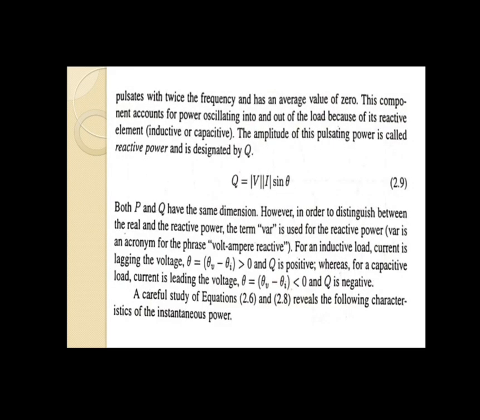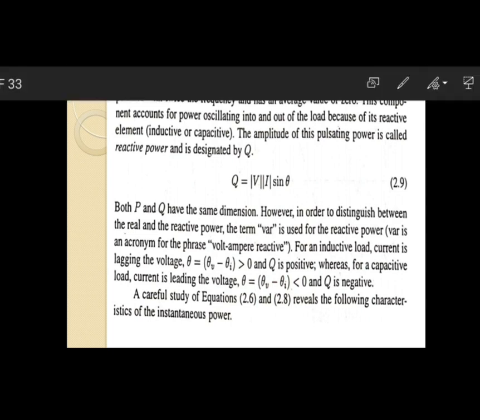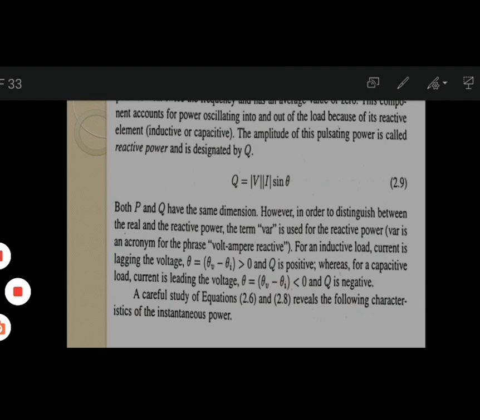Now from the second equation, equation number 8, we get Q is equal to VI sin theta. Here Q stands for the reactive power. With reactive power there is some oscillation inside the circuit, based on the inductive or capacitive load. The amplitude of this pulsating power is called reactive power, indicated by Q, with the equation Q is equal to VI sin theta.